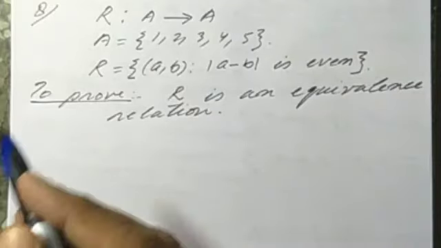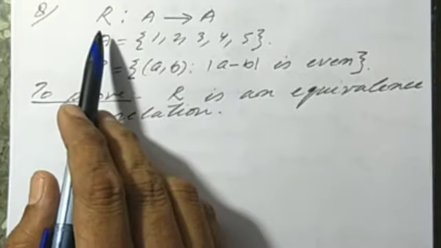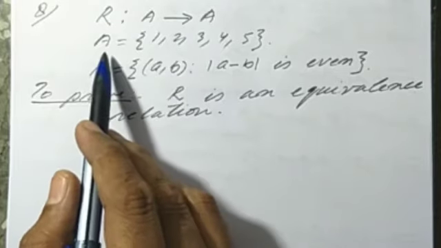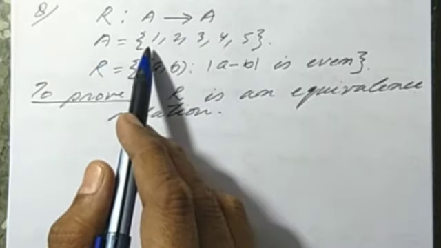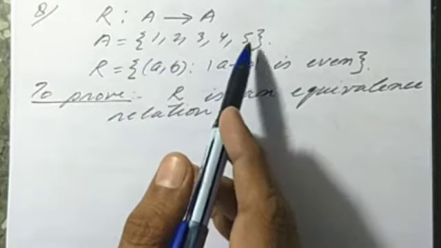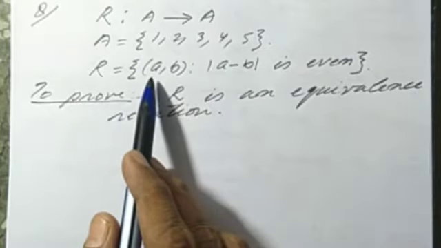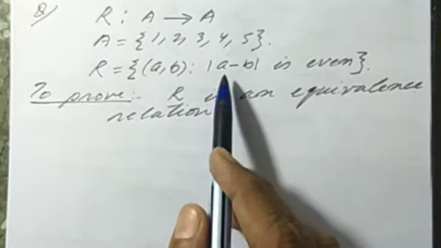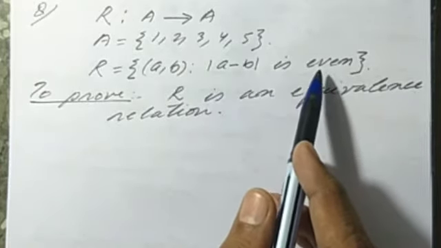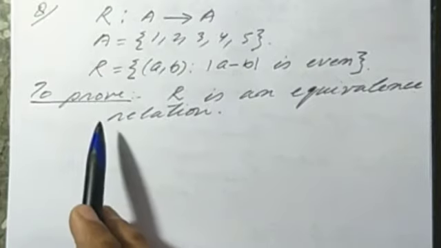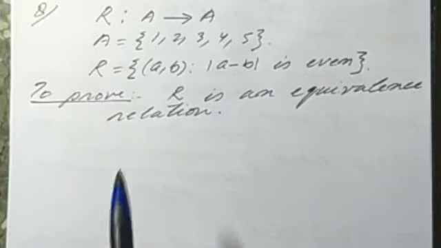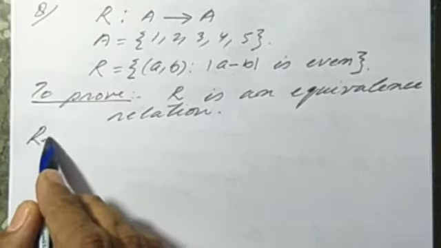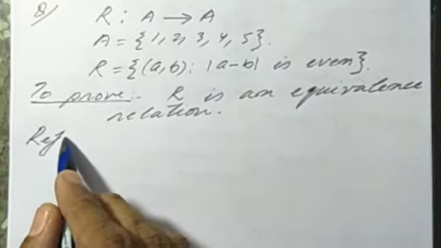Now let us talk about sum number 8, in which R is a relation in a set A, that is A to A, where A is the set of natural numbers from 1 to 5, and R is defined as the set of ordered pairs A comma B, where modulus A minus B is even. And we have to prove that R is an equivalence relation. So let's prove it. First we have to discuss reflexivity of the relation. So put a subheading reflexivity.